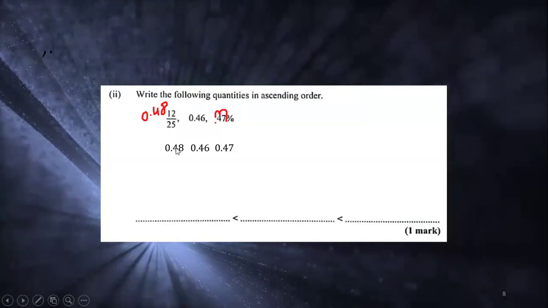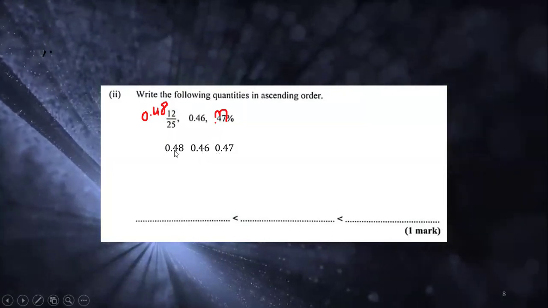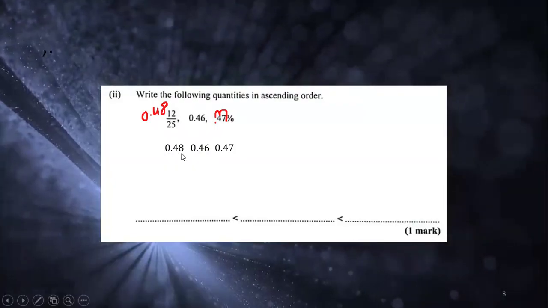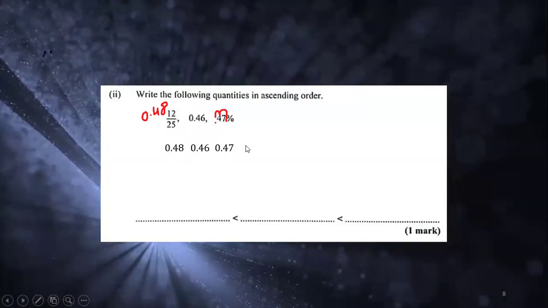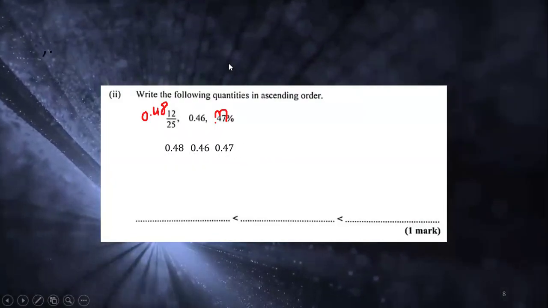Once they are like this, we can see that they look like money. This looks like 48 cents, 46 cents, and 47 cents. Are you all seeing that? What do you all think?